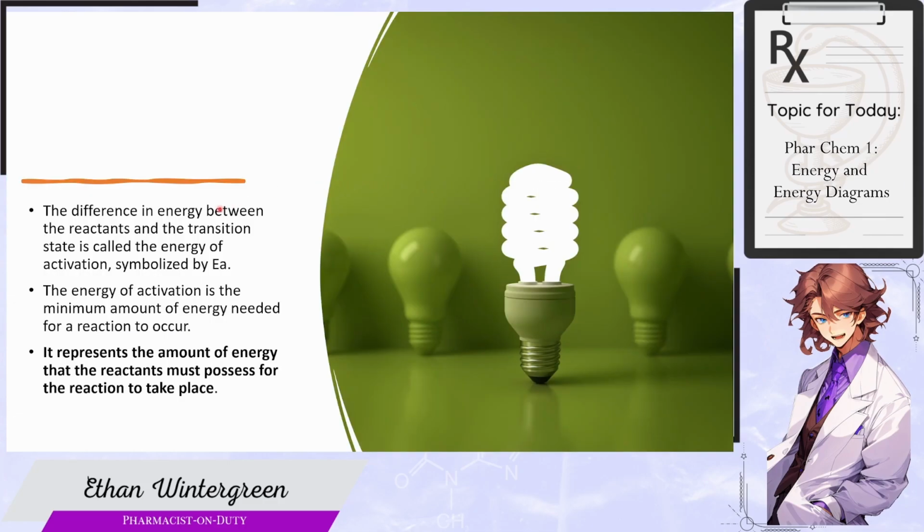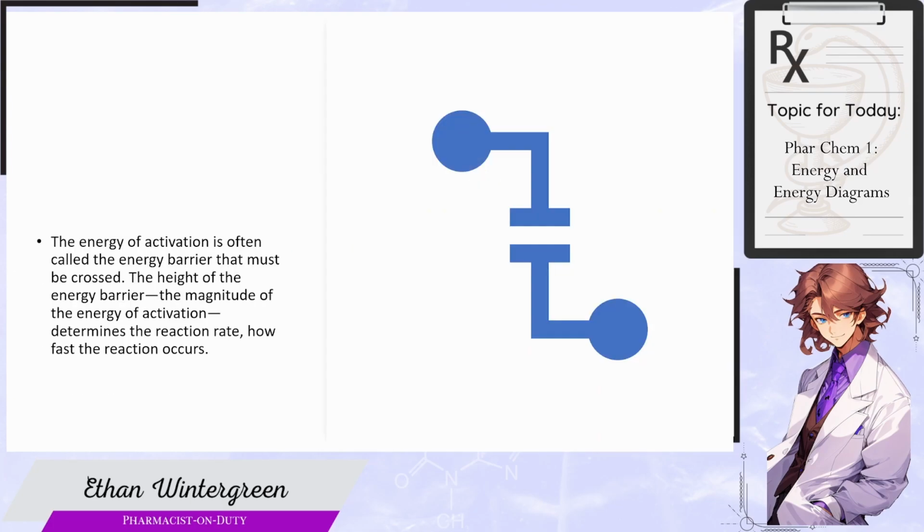So the difference in the energy between the reactants and the transition state is called your activation energy, or your EA. This activation energy is the minimum amount of energy required for the reaction to occur. It represents the amount of energy that the reactants must possess for the reactions to take place. If your reaction doesn't have enough energy, the reaction won't proceed. And most of the time, this is related to heat. The energy of activation is often called the energy barrier that must be crossed.